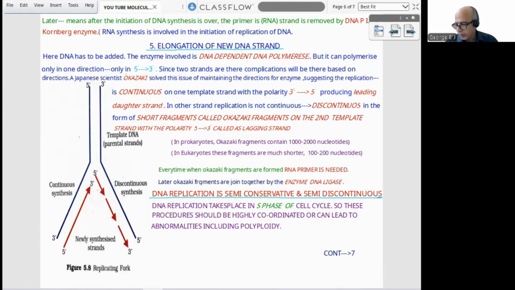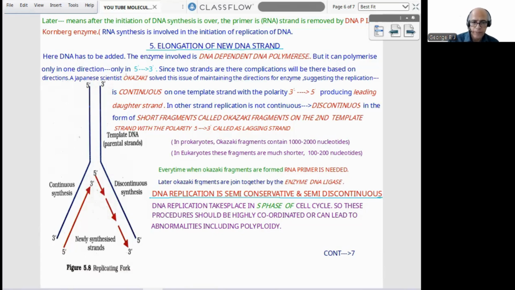In prokaryotes, Okazaki fragments contain 1000 to 2000 nucleotides. Not directly NCERT, but if you know, it is good. In eukaryotes, these fragments are much shorter, only one-tenth of it, that is 100 to 200 nucleotides. Every time an Okazaki fragment has to be formed, an RNA primer is needed. So for one Okazaki fragment, one RNA primer is needed; here one needed, here one needed, here one needed. So more Okazaki fragments means more RNA primers are needed in the lagging strand. Later, these Okazaki fragments all should be joined together. That is done by the enzyme ligase.